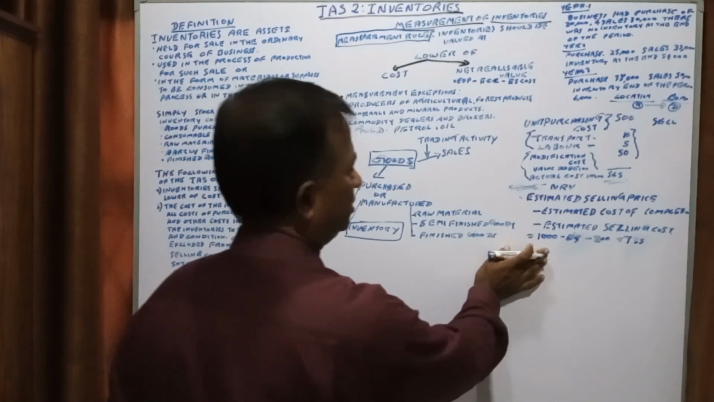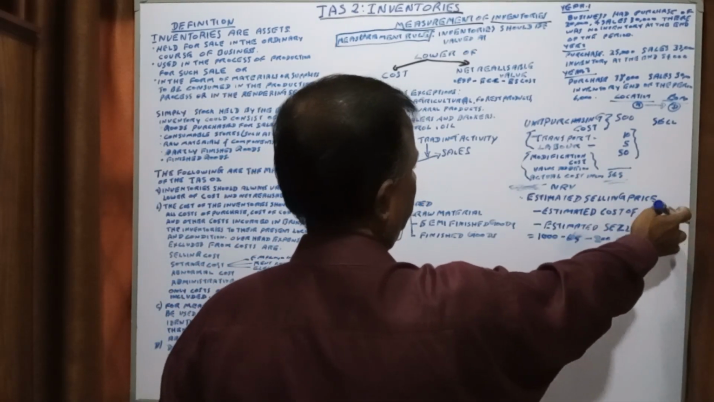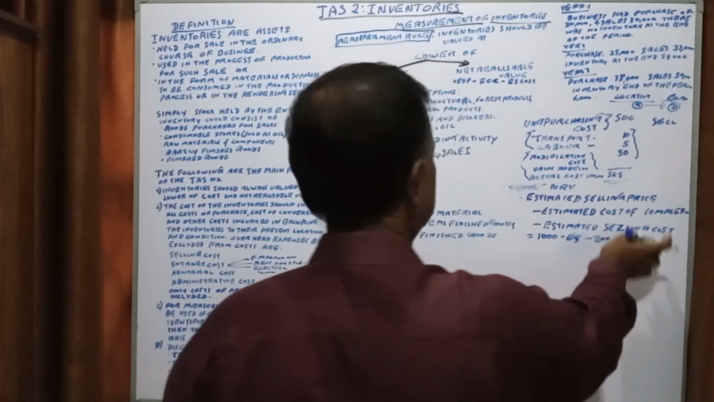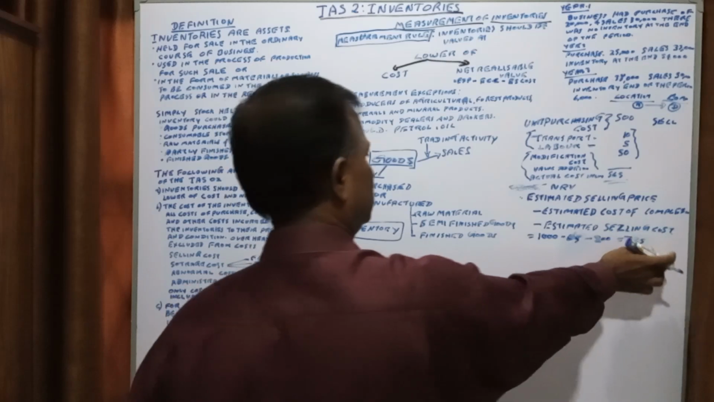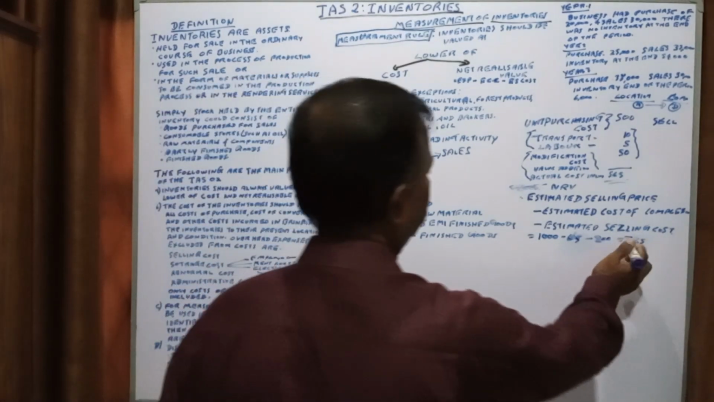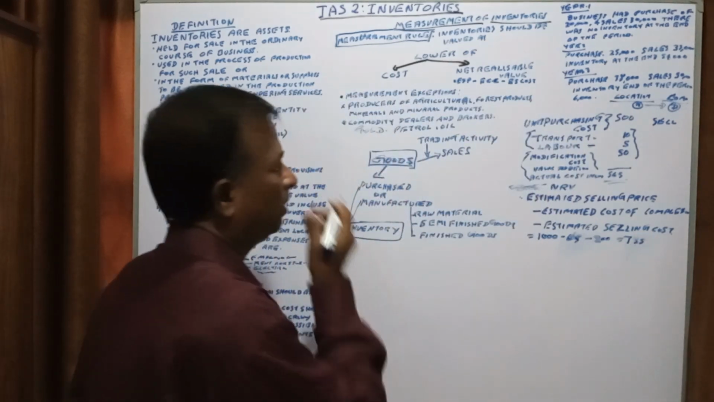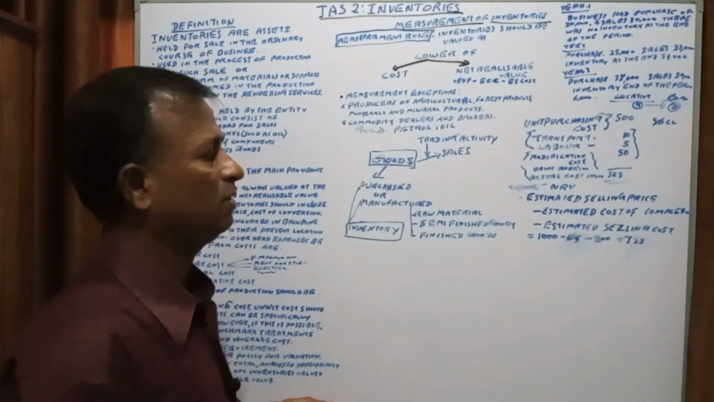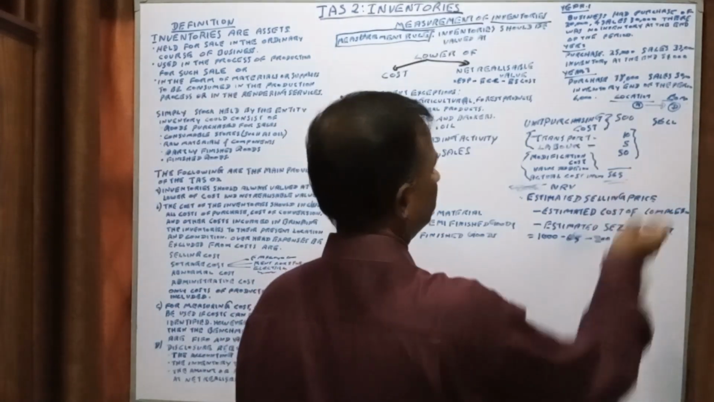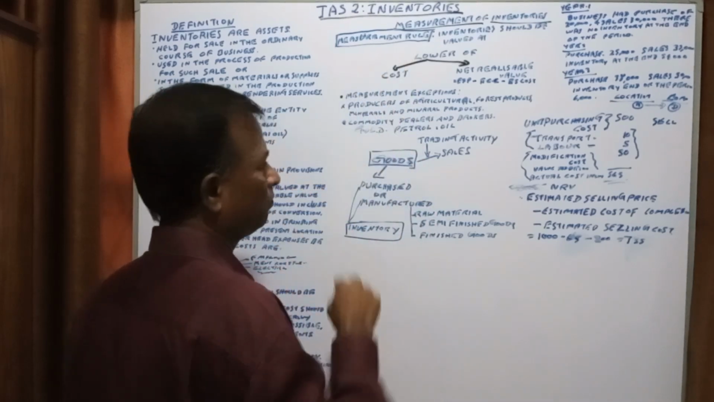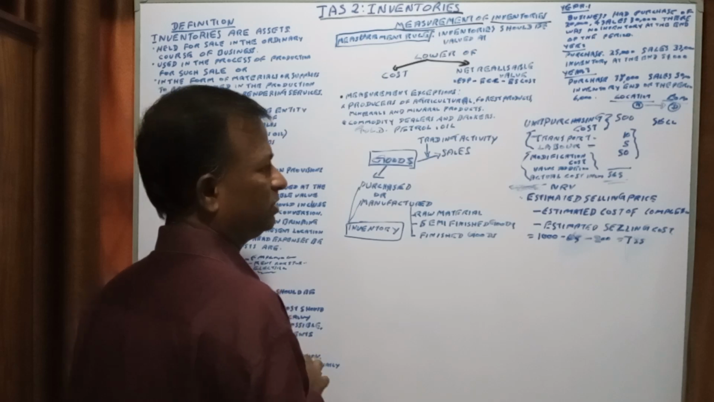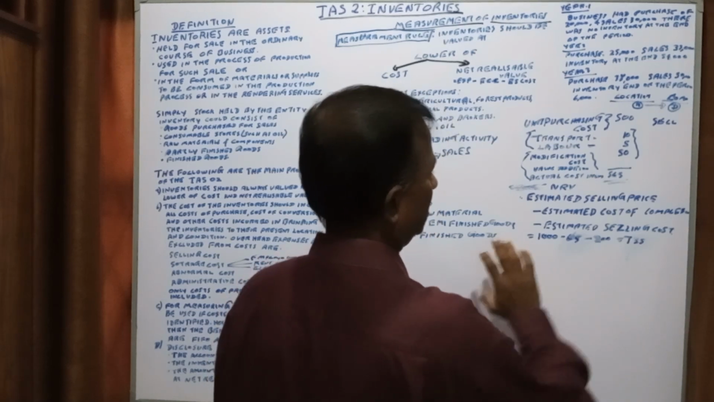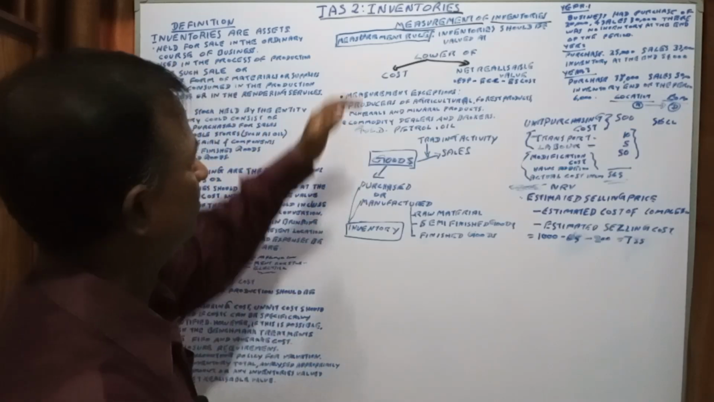Estimated selling price is 1000. Estimated cost of completion is 65. Estimated selling cost is 200. Then if we deduct them, 735 is the net realizable value. Cost is 565, net realizable value is 735. Whichever is lower, cost is lower, no? So we are taking the cost. Net realizable value is estimated selling price minus estimated cost of completion and estimated selling cost. That is what this is. So cost we have to take.